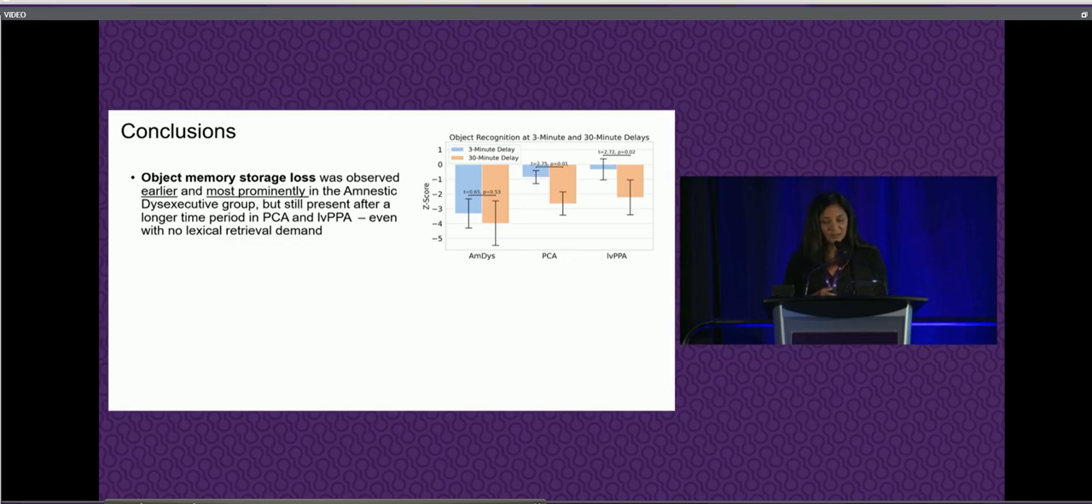We saw object memory storage loss that was observed earlier and most prominently in the amnestic dysexecutive group, but still present after a longer time period in PCA and LVPPA, even in the absence of lexical retrieval demands.